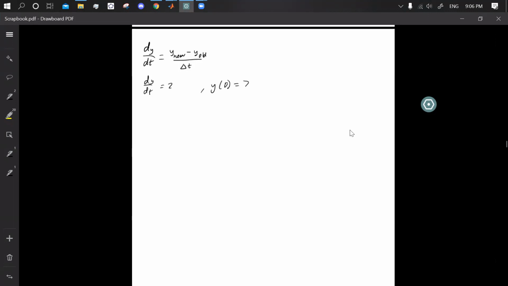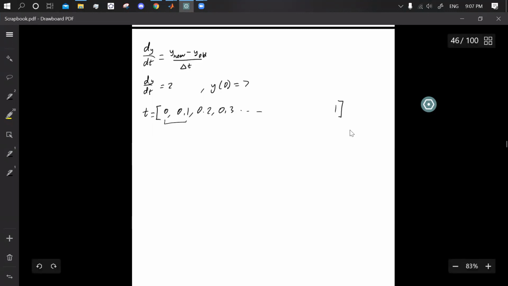But the way numerical integration works is that it tries to get a list. So imagine you have a time array, like 0, 0.1, 0.2, 0.3, all the way until however long you want it to run. And it solves for the y values at each of these times. Say I run it for 1 second. In its loop, it takes the amount of time elapsed, and it automatically knows that the first value is 7 because that's what you told it.